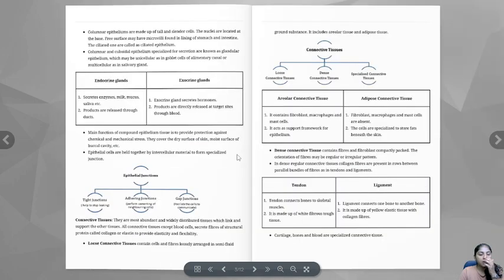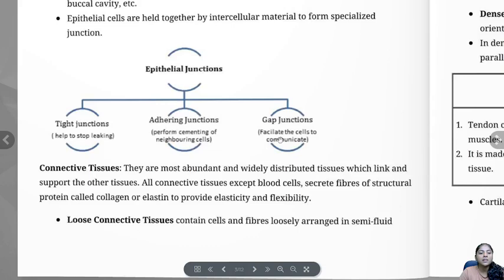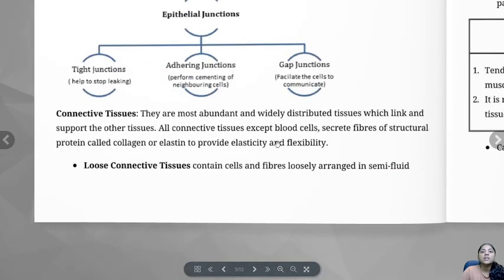Now the next kind of tissue is the connective tissue. So this is all about the epithelial tissue. Then the next one is connective tissue. They are the most abundant and widely distributed tissues, which link and support the other tissues. So these connective tissues will connect or link together and support all the other tissues.